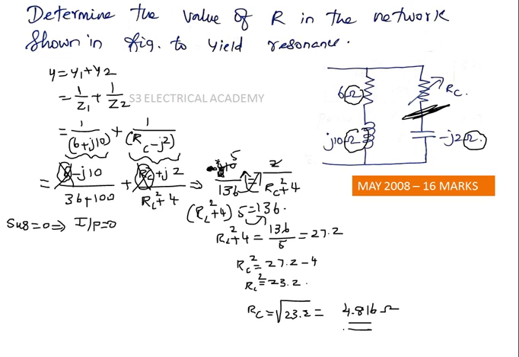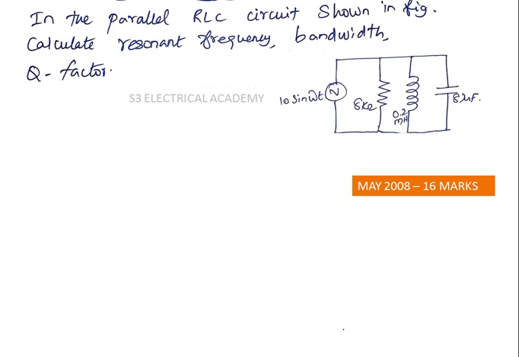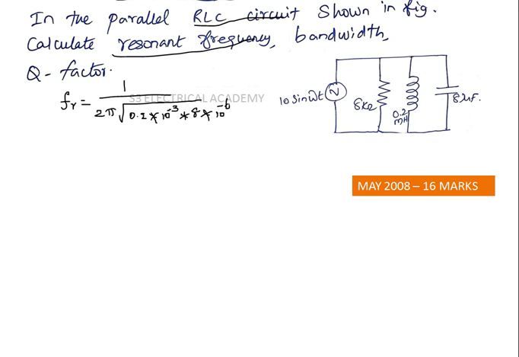Now we switch over to question number 3. In the parallel RLC circuit shown in the figure, calculate the resonant frequency. What is the formula for resonant frequency? Fr is equal to 1 by 2 pi root LC. What is the value of inductance? 0.2 millihenry, that is 0.2 into 10 power minus 3. Capacitance is equal to 8 into 10 power minus 6 farad.